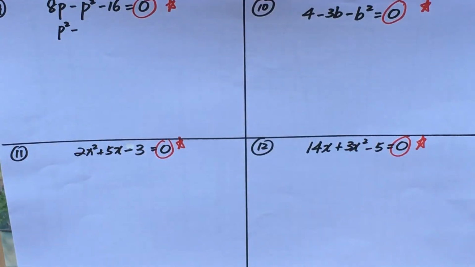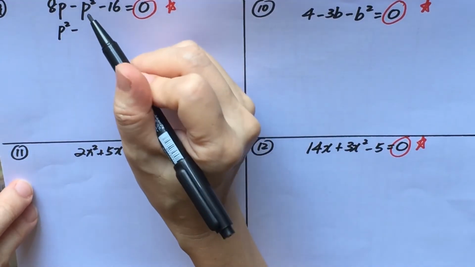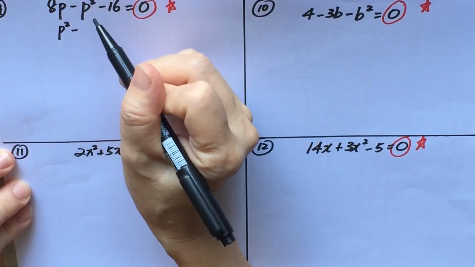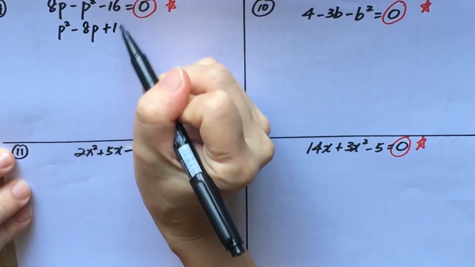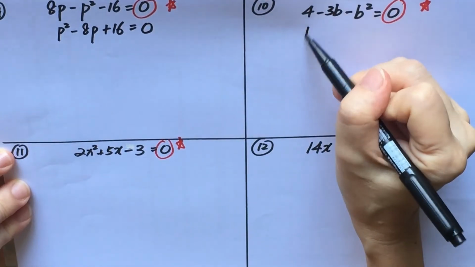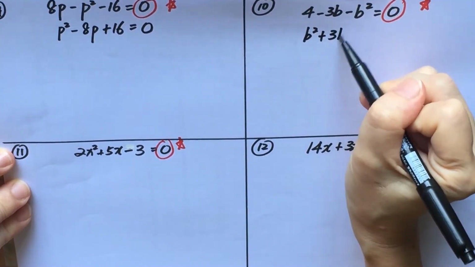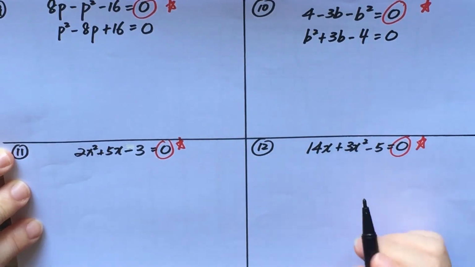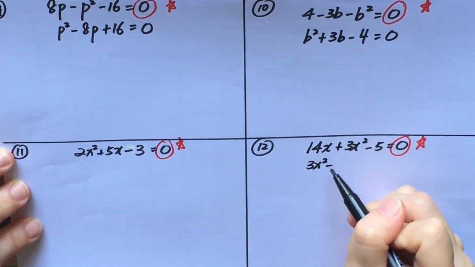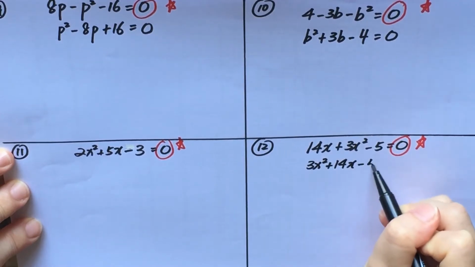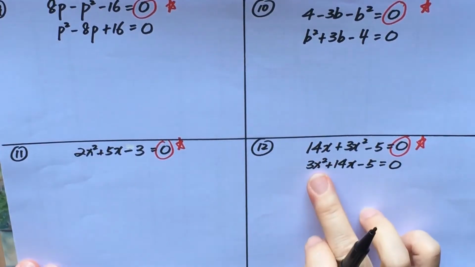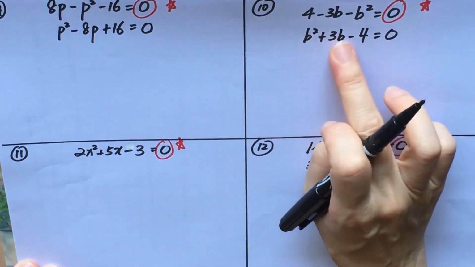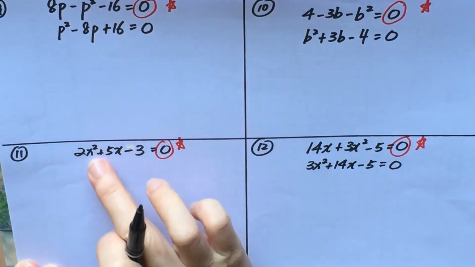Okay, so in this case, I'm going to multiply a negative value to this side, or I can change it to p squared minus 8p plus 16 equals to 0. This one, I'll change it to b squared plus 3b minus 4 equals to 0. This is already in descending order, no need to change. This one, I'll change it to descending order. Okay, so can you see, descending order means the power of x from bigger to smaller, b bigger to smaller, p bigger to smaller, and so on.